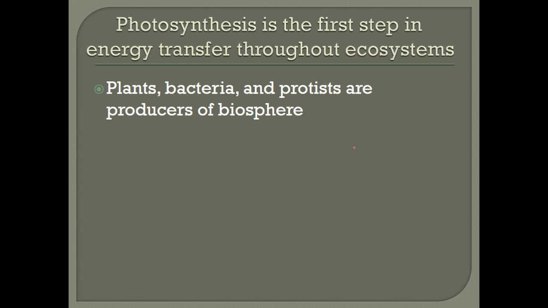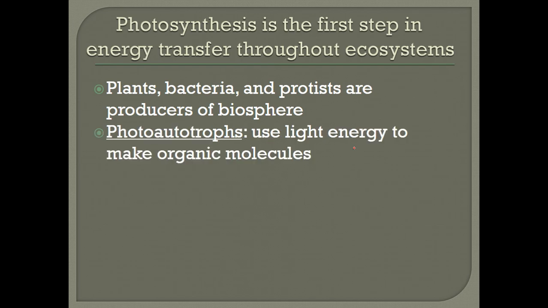Okay, photosynthesis is the first step in energy transfer through the ecosystems. Plants, bacteria, and protists are the producers of the biosphere. They're the ones able to do photosynthesis. We give them a special name based on the fact that they can make their own food and how they make it. These things are called photoautotrophs. Photo means light, auto means self, and troph means feeding. I forget the literal translation, so don't quote me on that, but it comes down to feeding. So this is light self-feeding. They use light energy to make organic molecules, their own food.